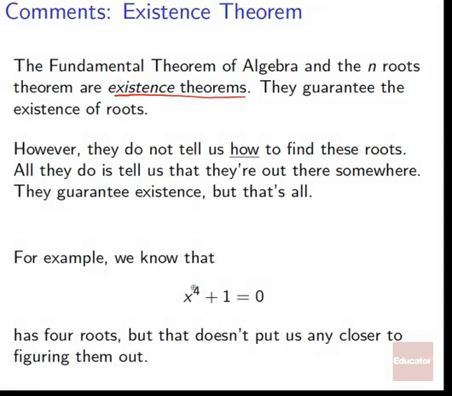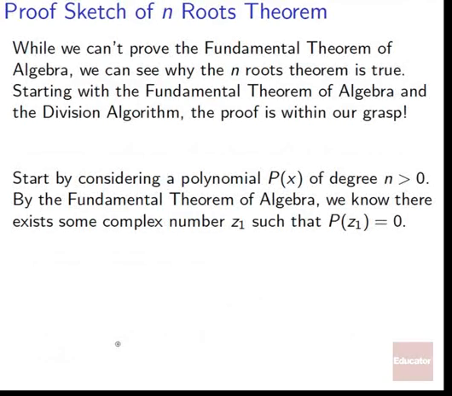For example, we know that x to the 4th plus 1 equals 0. Since we've got a degree of 4, it must have 4 roots, but that doesn't actually put us any closer to figuring out what they are. All we know is that they're out there somewhere, but we don't know what they're going to be from these theorems. The theorem guarantees the existence, but it doesn't tell us how to actually get to them. That's an important point.